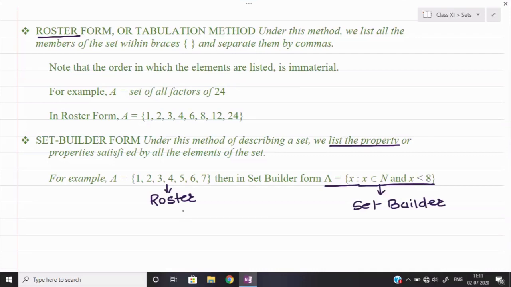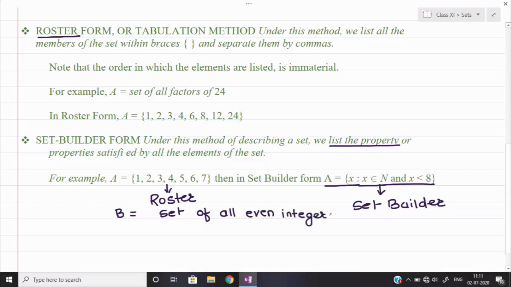In that case, we take the help of set builder form. For example, suppose I have a set B over here. In this set, if I say set of all even integers, you observe we cannot write down all the elements over here.